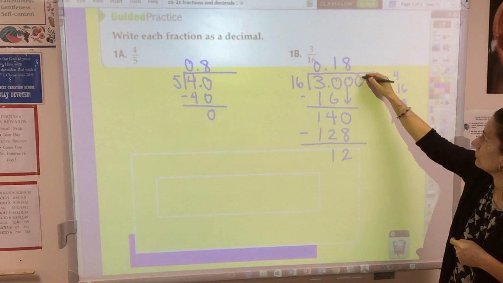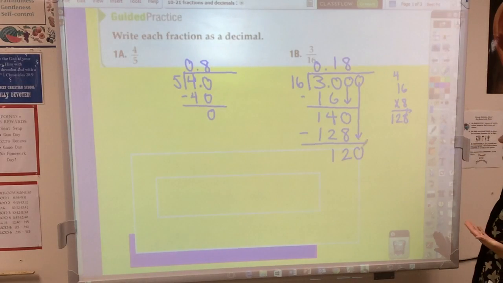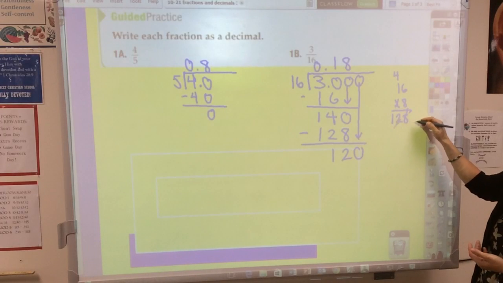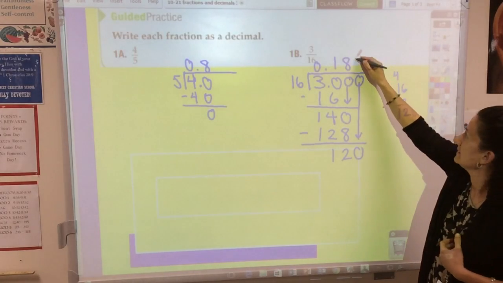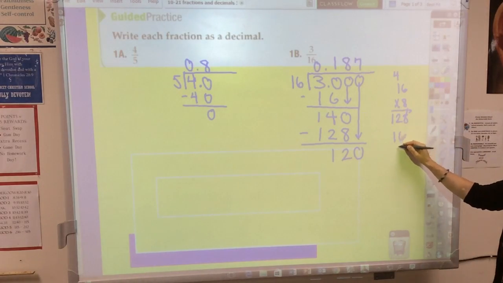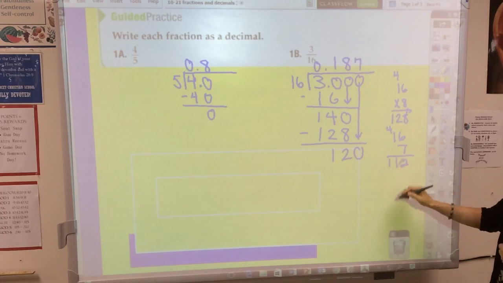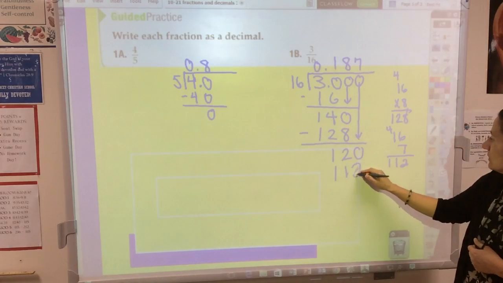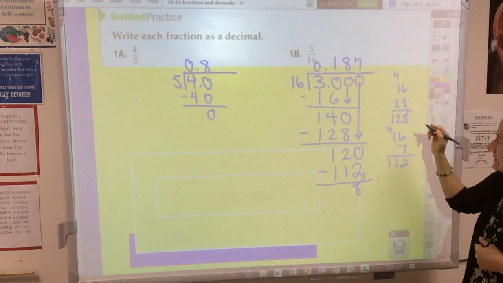You can do the regrouping. Hopefully you're just checking your work at this point. And it's still going. So now I'm going to divide 16 into 120. Well, I know it goes into 120 8 times, so it must be 7. Let's check what 16 times 7 is. 112. Subtract, and I get 8.